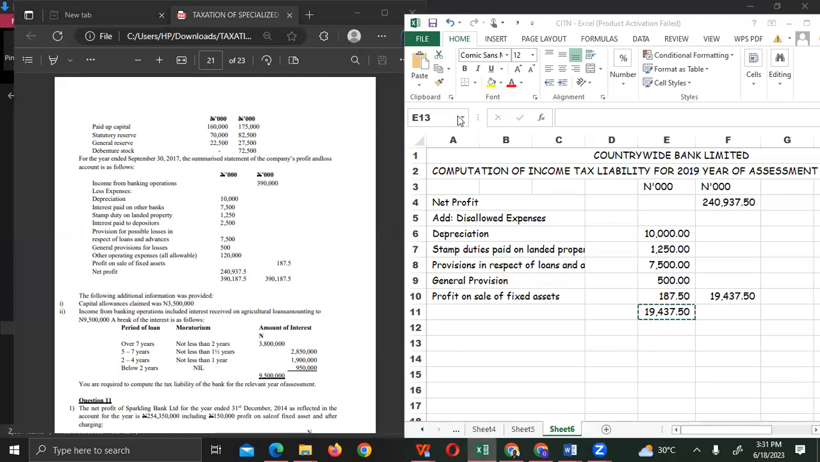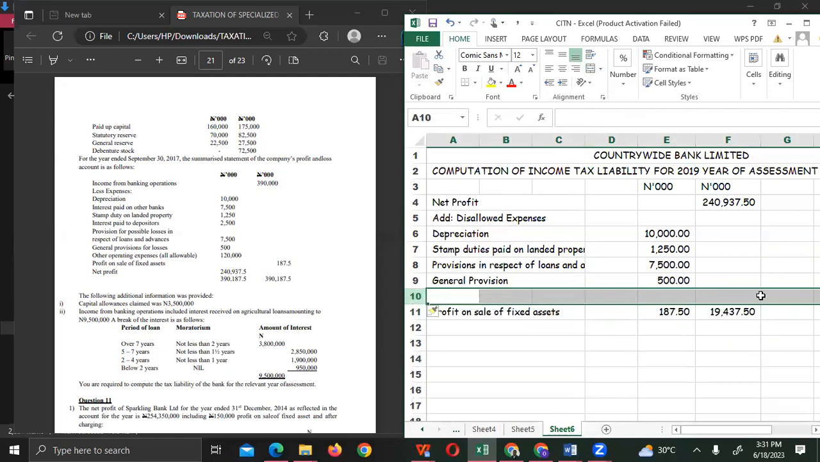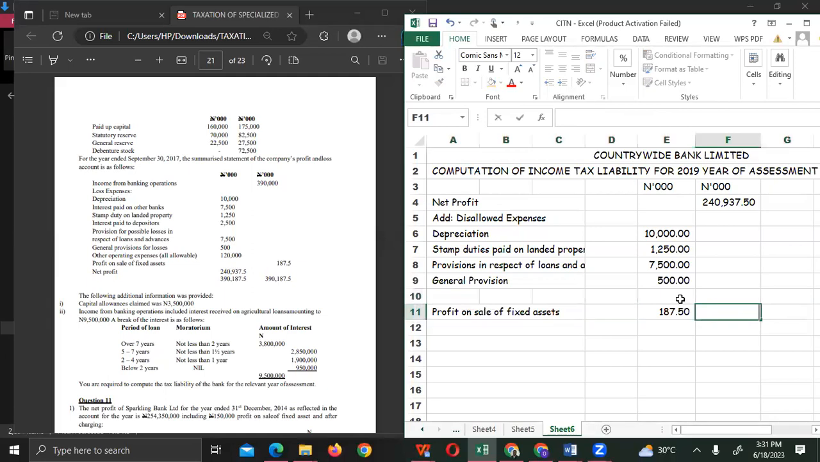Come together, please. Yes, sir, we are here. Okay, that's fine. Sorry for that break in transmission. Okay, sir. So the next thing, after we've dealt with the disallowed expenses, is to list the non-taxable income. Sorry about that. This profit on sale of fixed assets is not part of it. It's actually a non-taxable income.